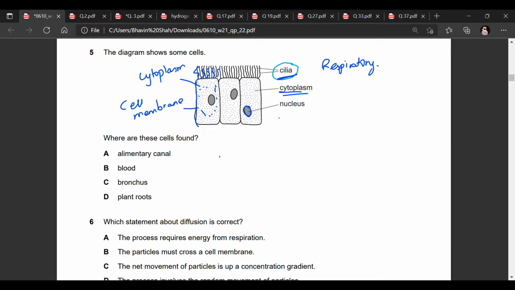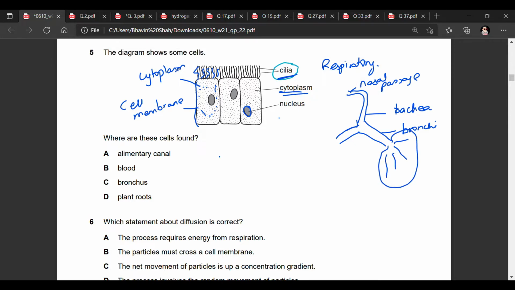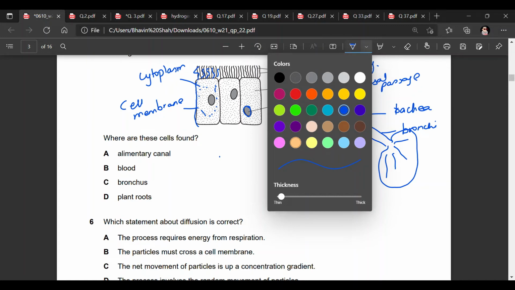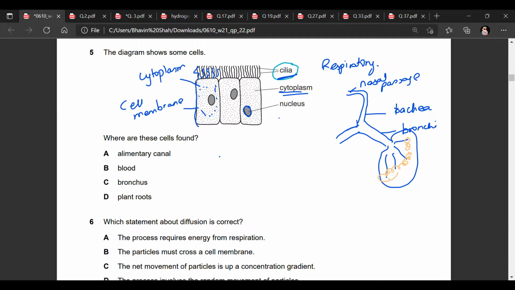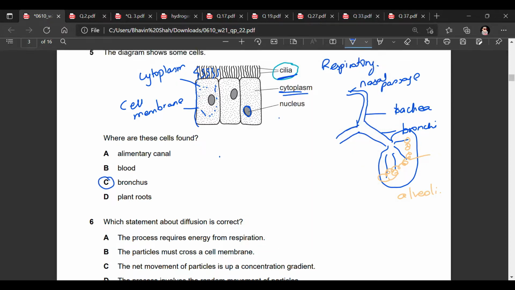Okay, so what is the function of the cilia? The function of the cilia is to move the mucus away from the lungs. Okay, and we are talking about that the respiratory system consists of the nose or the nasal passage. Then we are looking at this part over here. This is called the trachea. Then moving down to the individual lung, we are looking at the structures called the bronchi or the bronchus. And then there are lungs. In the lungs, there are bronchioles. And at the end of each bronchiole, we are looking at the grape-like structures. These are called the alveoli. Okay, so where are these cells found? So as we understood the whole process, the cells are found in answer C, that is bronchus.